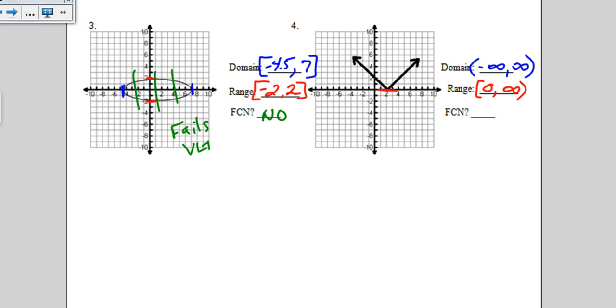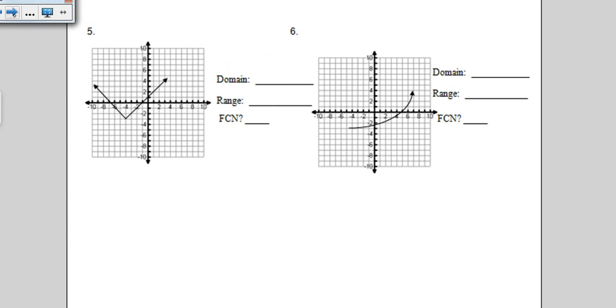And then does this pass the vertical line test? So I draw a couple of vertical lines in, and yes it does, so it is a function. Okay, same idea here on number 5. The domain goes forever to the left and forever to the right, so we'll say -infinity to infinity.